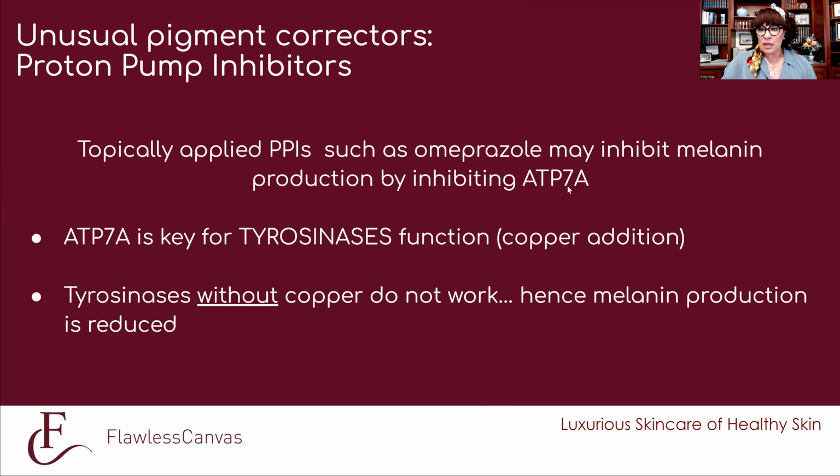an ATPase, a proton pump called ATP7A. ATP7A is key for tyrosinase's function because it participates in the addition of copper to the tyrosinase. So you need a very unique pH for copper to be added to tyrosinase, and this is key for the oxidation process that happens during the formation of melanin. If you don't have the acidic pH, you don't have the copper added, you don't have an active tyrosinase, hence you don't have production of melanin. That is the rationale behind it.